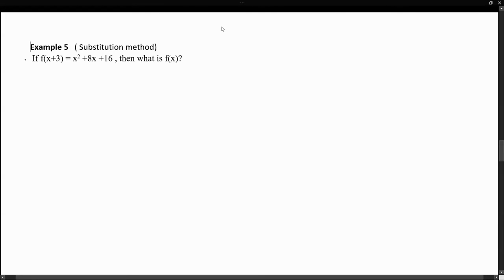Welcome. In this lesson, we're going to talk about how we can solve functional equations. In the first example here, we're going to use the substitution method, but let's understand what we've been asked.